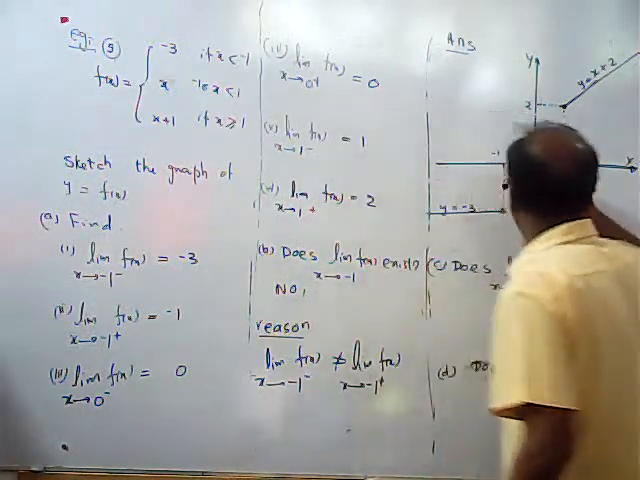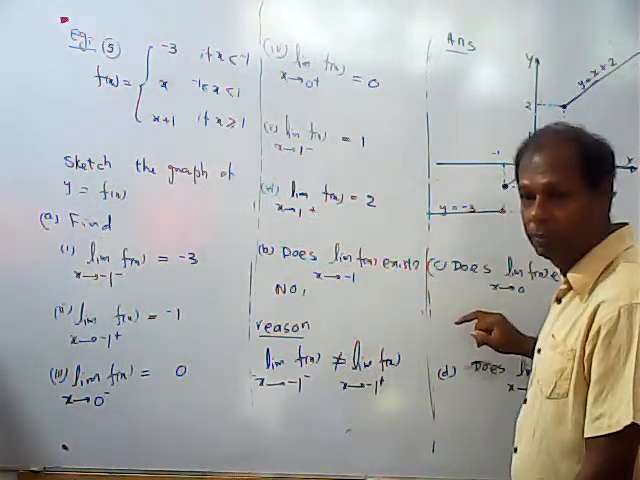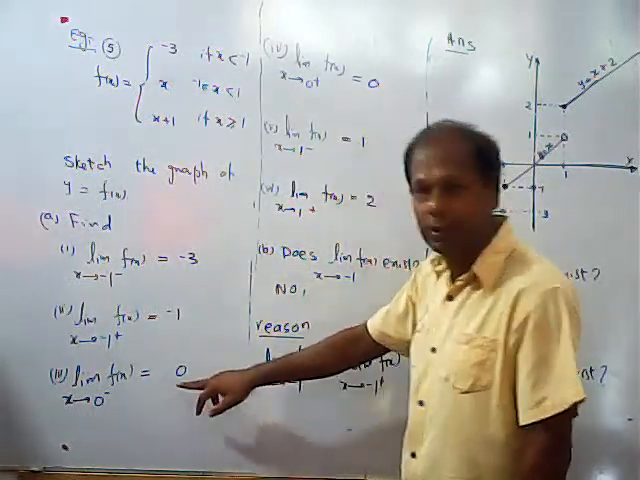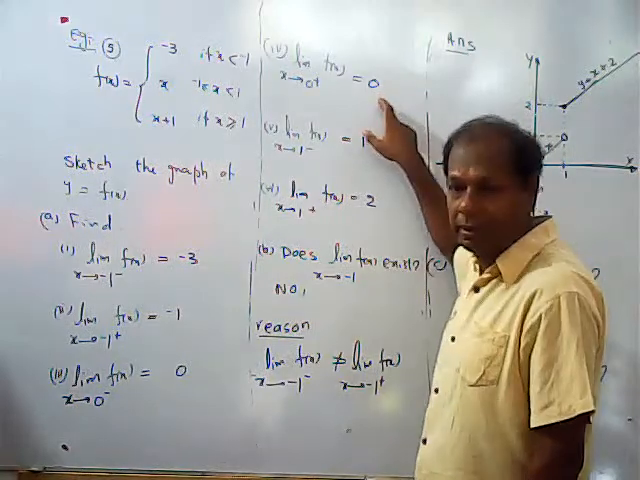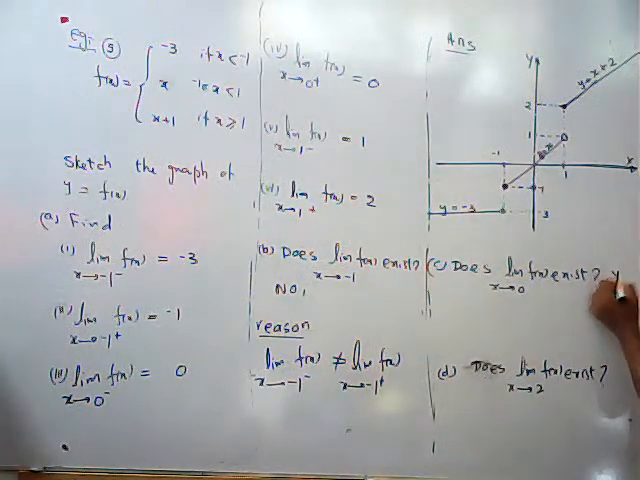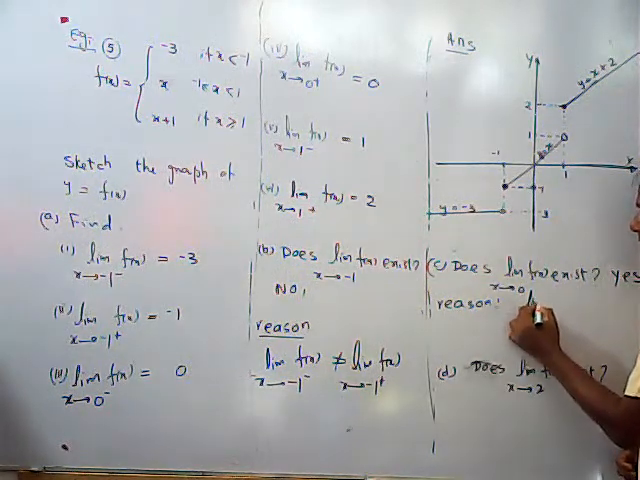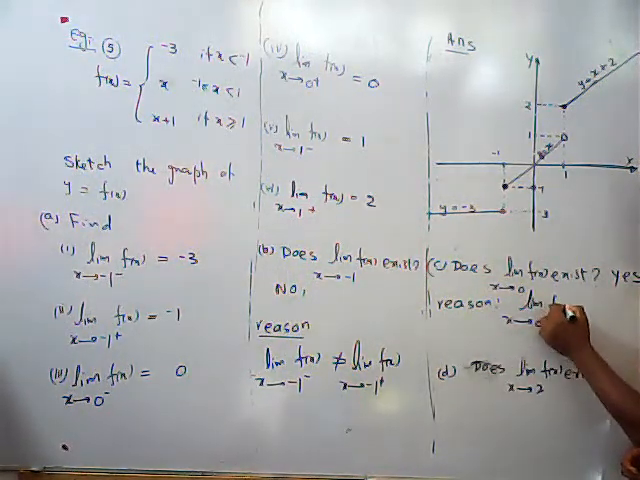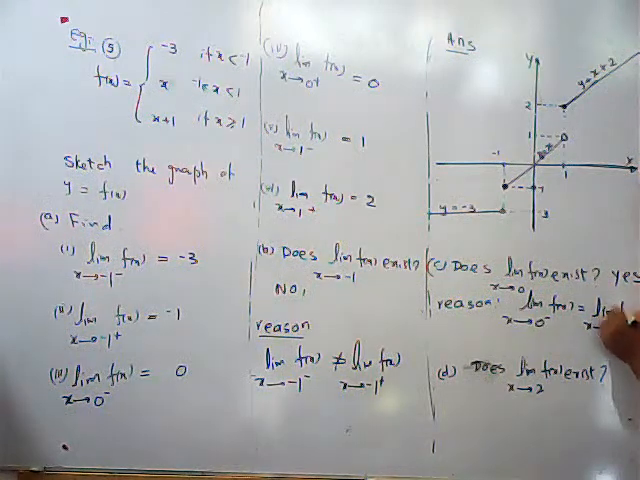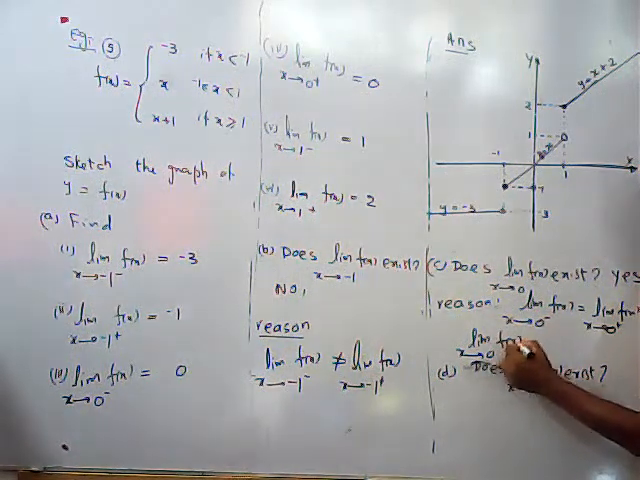Then what about it at 0? Exists or no? Now I think you have an idea. At 0, it exists because the left limit and right limit are the same and are equal to 0. Yes. Okay. Answer is yes. Reason, the left limit at 0 is equal to the right limit at 0, and the limit is equal to 0.